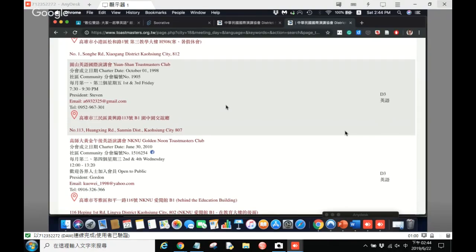In your school group, does it have to be a student or can anyone participate? Yeah, so the first part, the prepared speeches, should be club members. The second part, where you have the table topics or the impromptu speeches.